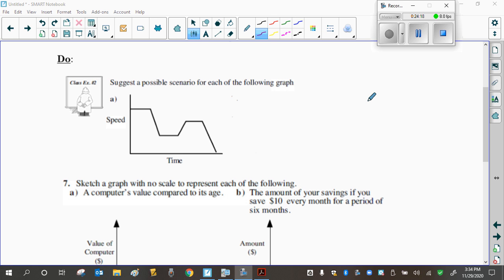Okay, to the top of page 44 we go. And I want you to just try example 2. Try example 2. What could this graph be? Talk your way through it. Take your best guess. Put something.